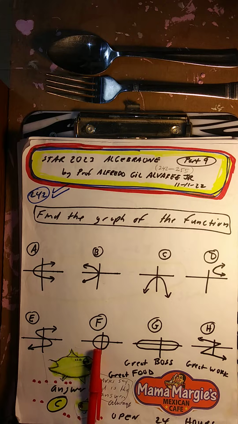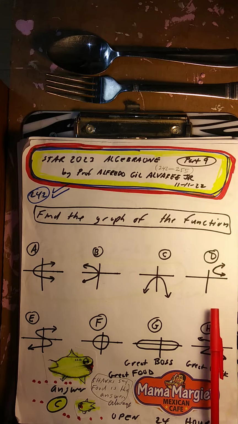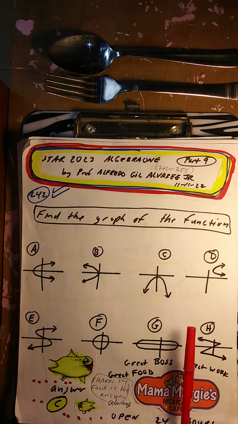How about this one? Nope. Two hits. Nope. How about this one? Nope. Two hits, two hits. How about this one? Nope. So the vertical line test tells me that this is the function right there. Just that one. C.